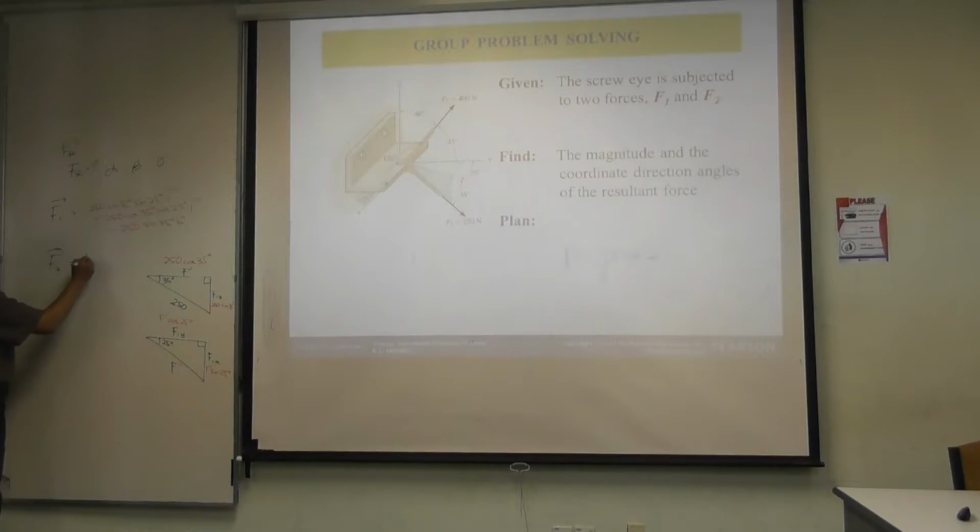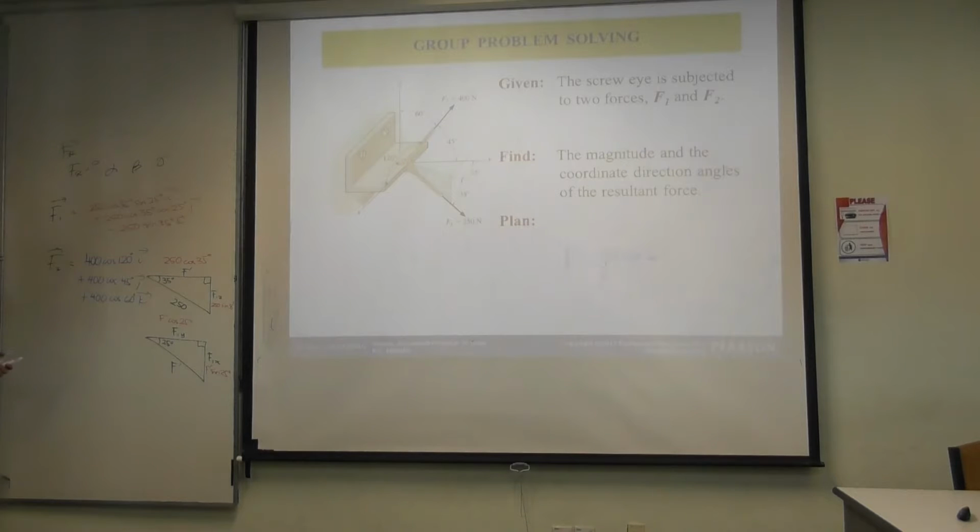Should be what? 400 cos 120 i plus 400 cos 45 degrees j plus 400 cos 60 degrees k. This one is the easiest one, because whenever you get alpha, beta, gamma, you just plug in the value, you can straight away calculate. And of course, you have to do the calculation again.